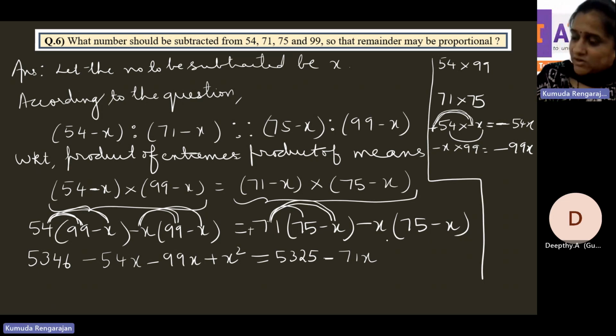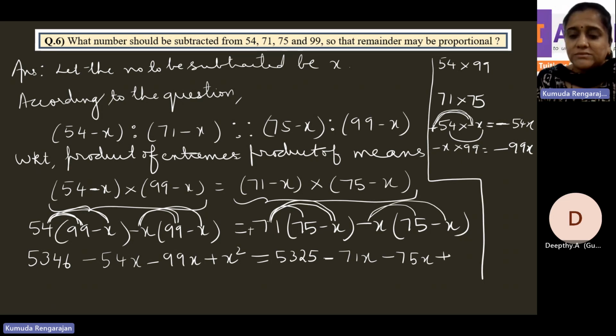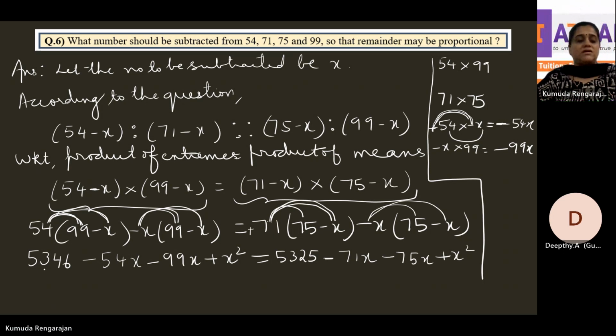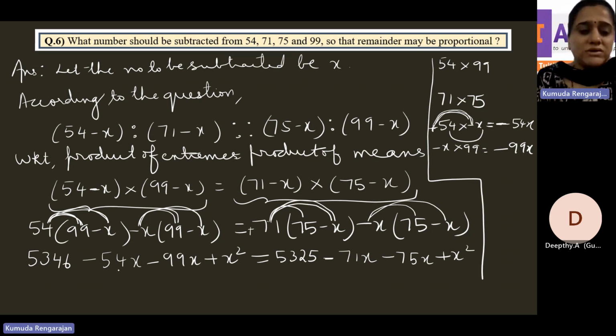Let me finish the answer and tell you once again. And again here, when you multiply these two, you get minus 75x. And when you multiply these two, you get plus x squared. I'll complete the answer and I'll work this part alone for you.